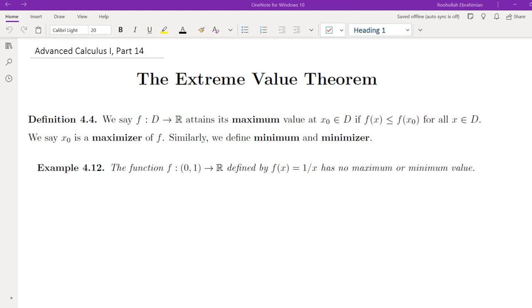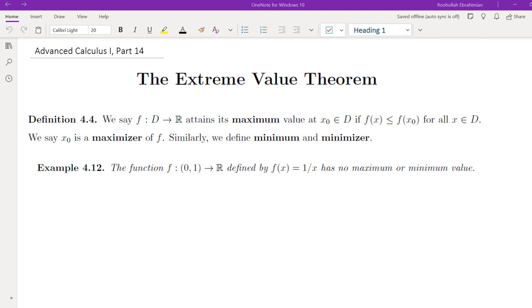Hello, in this video we're going to go over the extreme value theorem. The extreme value theorem guarantees the existence of a maximum and a minimum for a function that is continuous over a closed and bounded interval. But first, the definition of maximum and minimum.